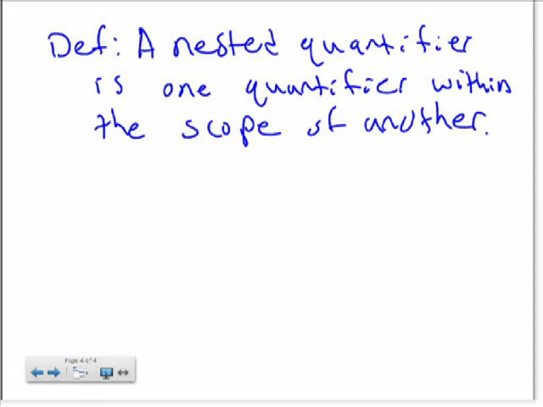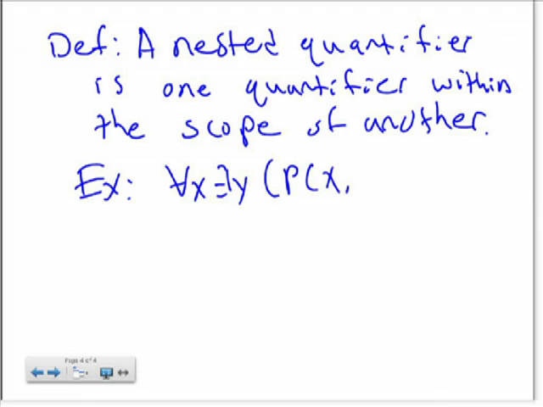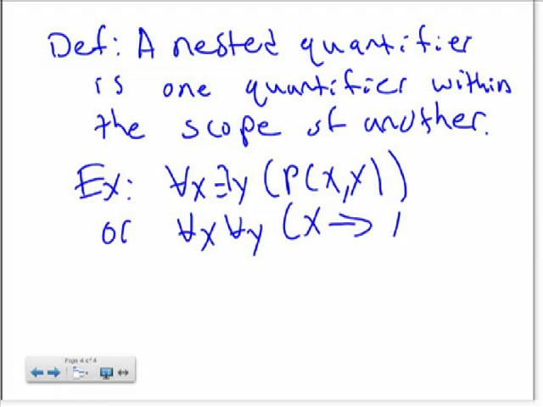The first example is: for all x there exists some y such that P(x, y). And then another one we have: for all x and for all y, x implies y. So these are both within the brackets here, the all x and all y.